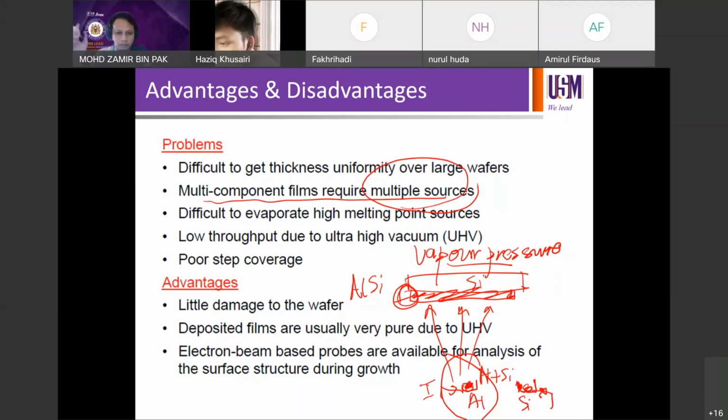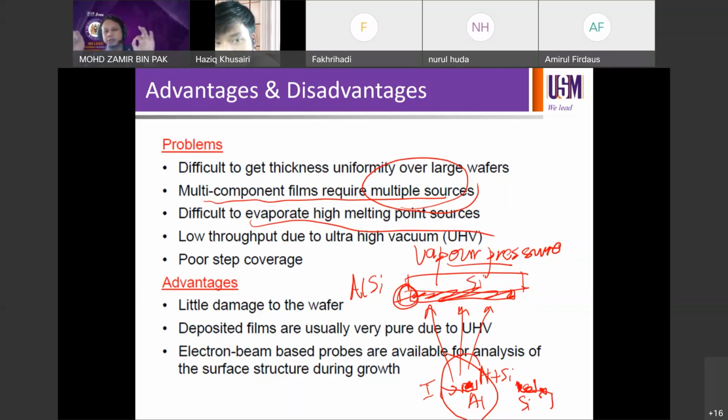And the third one, difficult to evaporate. High melting point sources: thermal evaporation is typically done for 1000 degrees Celsius and below. If you talk about palladium, platinum, zinc oxide, silicon nitride, silicon carbide, you cannot evaporate them using thermal evaporation. But they can potentially be evaporated by electron beam evaporation that we're going to discuss later on. So the electron beam comes with high energy, similar to the implant concept. It will bombard the target, melt the target, and evaporate.